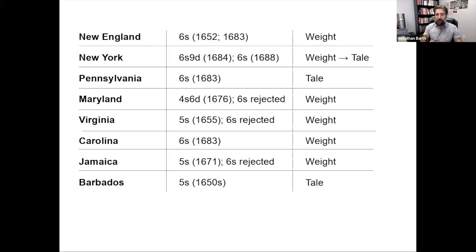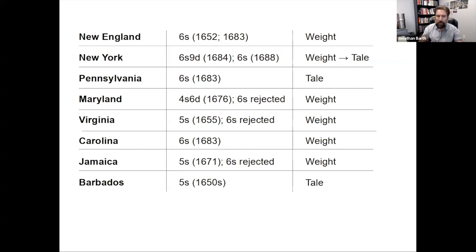In 1688, New York lowered the piece of 8 to 6 shillings, but changed from currency by weight to currency by tale, matching Pennsylvania. Barbados also valued clipped and full weight money at equal rates at 5 shillings.